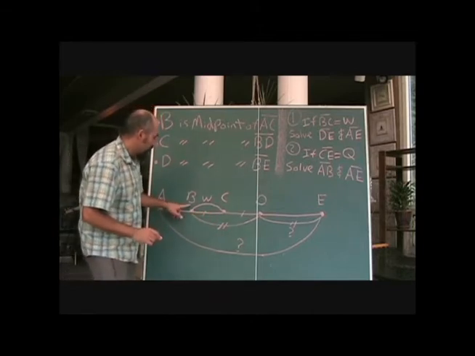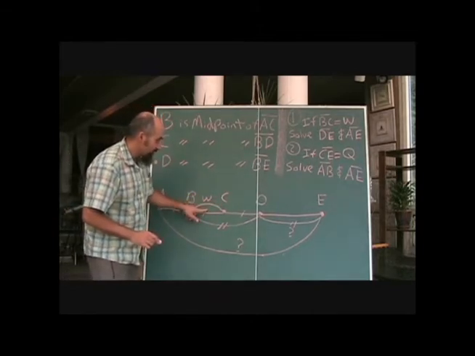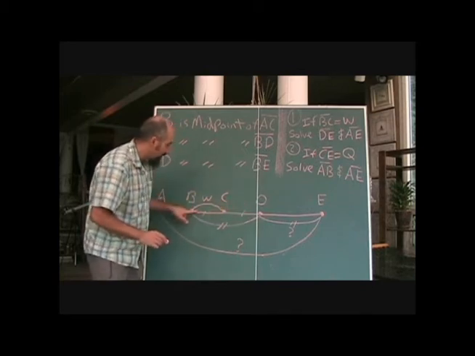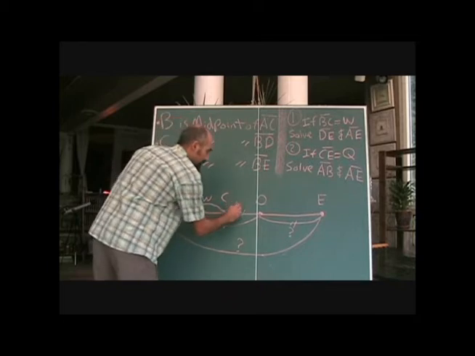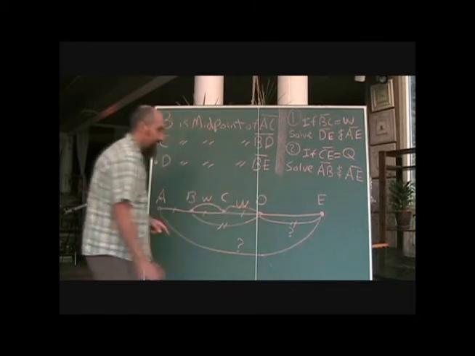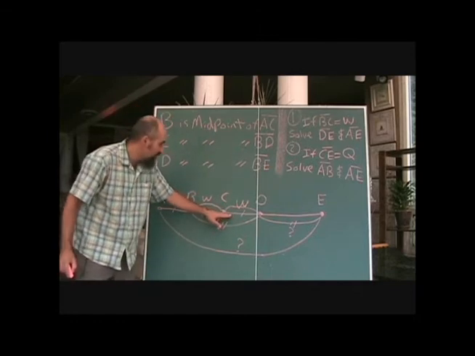Now let's take a look at this. BC is W. Now this guy, C, was the midpoint of BD. If this is W, then this guy is W. Okay? That's logical, that makes sense.